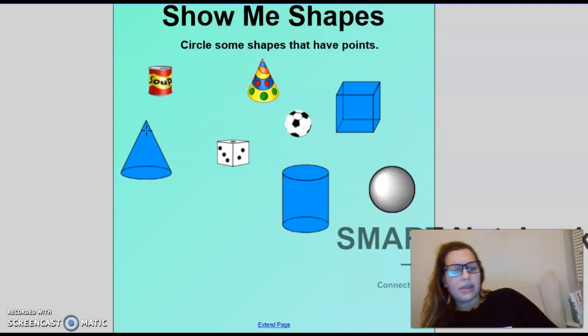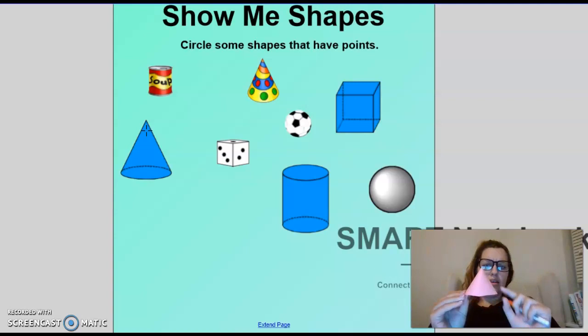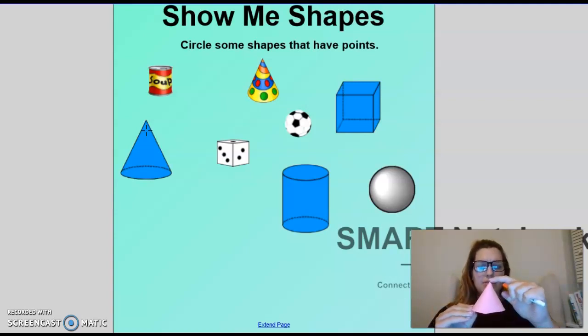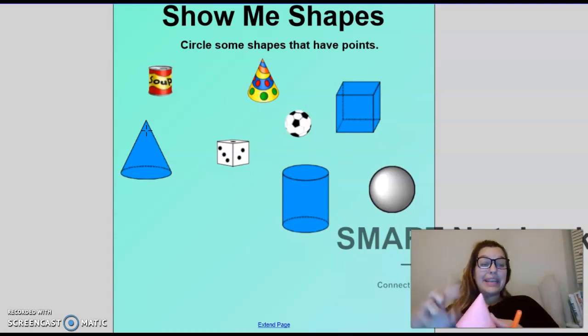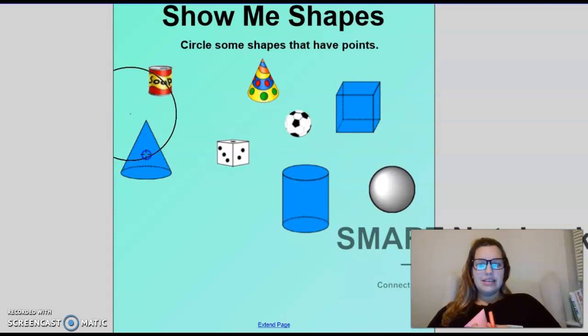Cone. I'm going to grab my cone. Look at where all the lines meet. There is a what? A point. So are we going to circle it? Does this shape have points? It sure does. Sorry, I have the wrong tool there. I need a marker, not a shape drawer. I'm going to do my best to circle that.